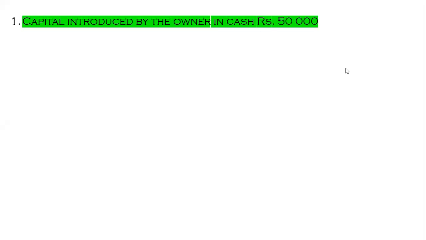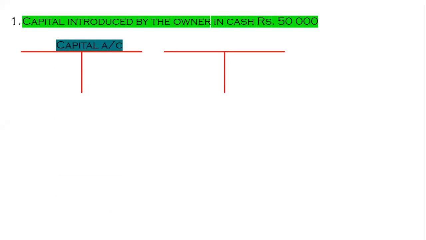Every transaction has two accounts. Capital introduced by the owner in cash. Then we will be having two accounts for this. One is the capital account. The other one is the cash account. It's easy because capital introduced means capital account, in cash means cash account. You see how easy? That's the first point.